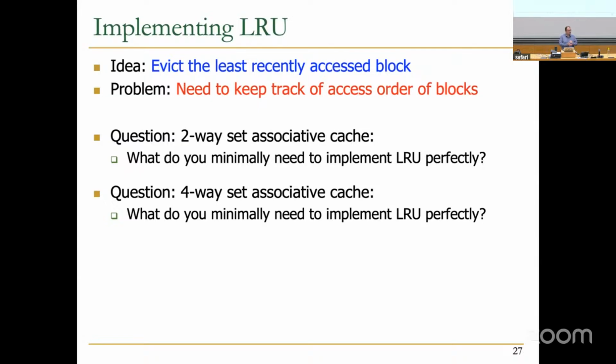4 factorial. Yes, perfect. In the first location you can have 4 possible cases, the next one only 3, the next one 2, and the last one only 1. So it's 4 times 3 times 2 times 1, which is 24, which means you need 5 bits in order to encode these 24 cases. But then you also need decoding logic that gets those 5 bits as an input, and the output tells you which order you are in, like what block is actually the least recently used.